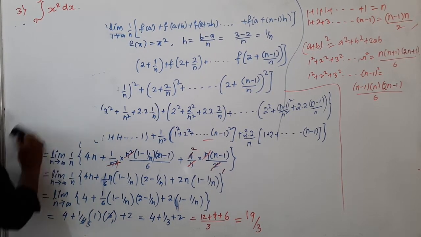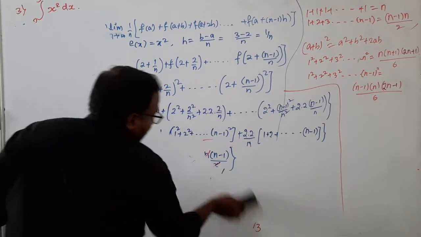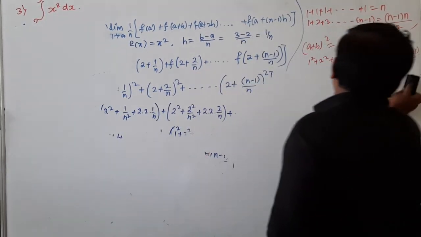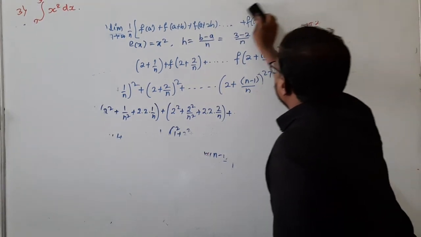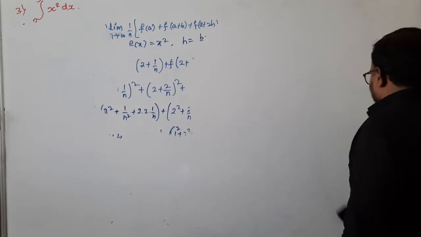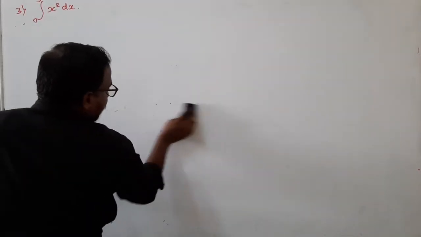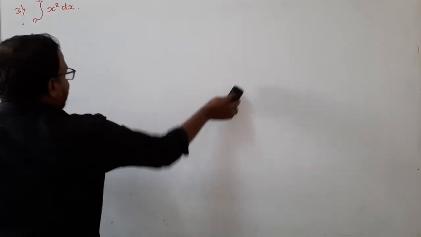Okay, I will show you the shortcut method of these functions. Here we are using the limit of sum method. So this is the shortcut method of this solution, and I will show you how to shortcut this method.